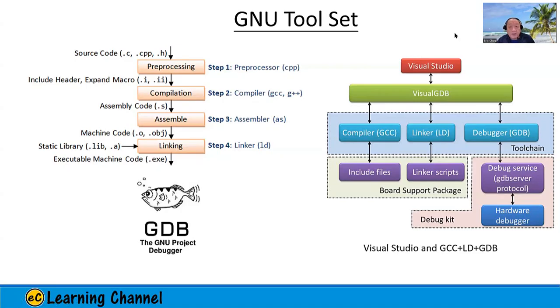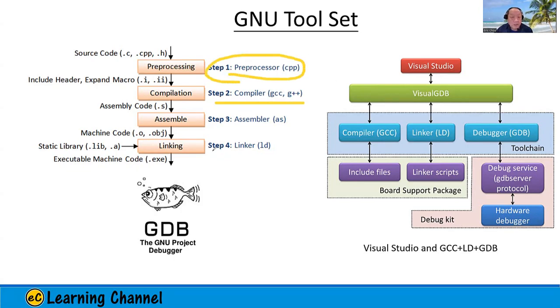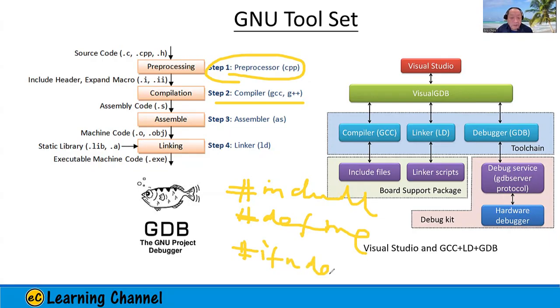Preprocessing is the language that you use to tell the compiler what to do before you compile your code. Usually the # sign include is preprocessing. # define is preprocessing, # ifndef is preprocessing, # ifdef is preprocessing, and # if is also preprocessing.